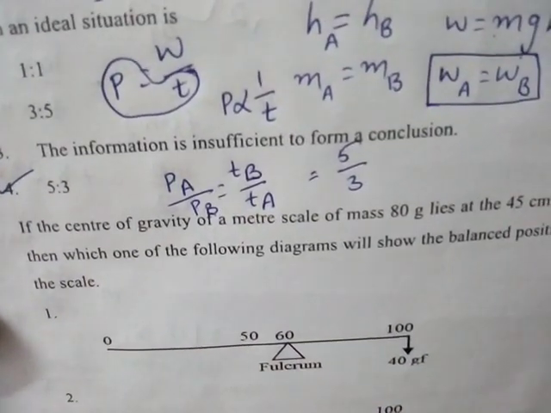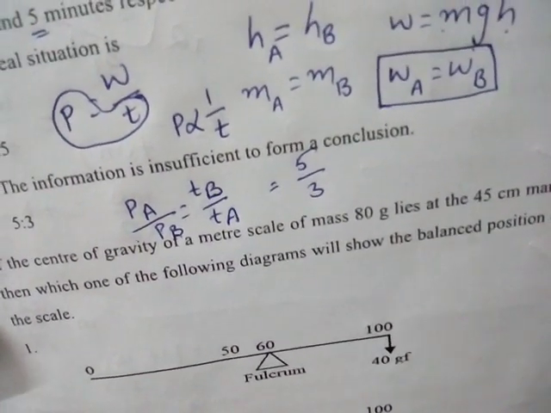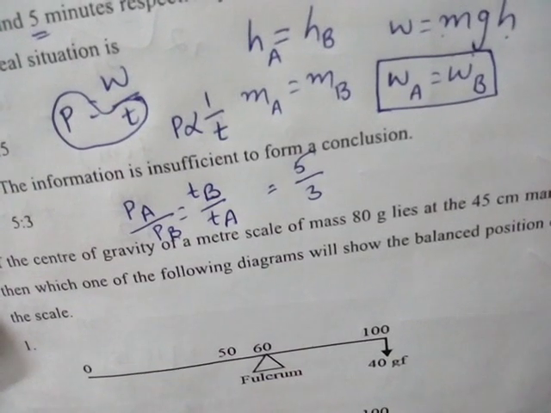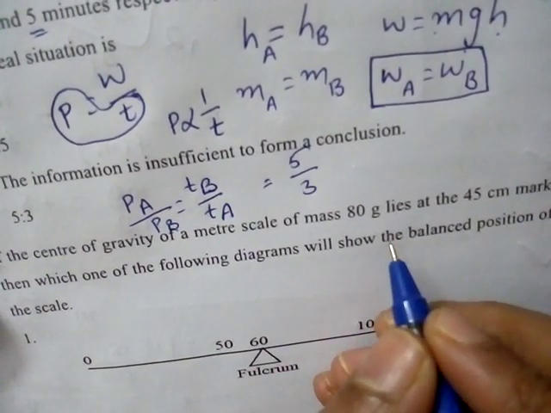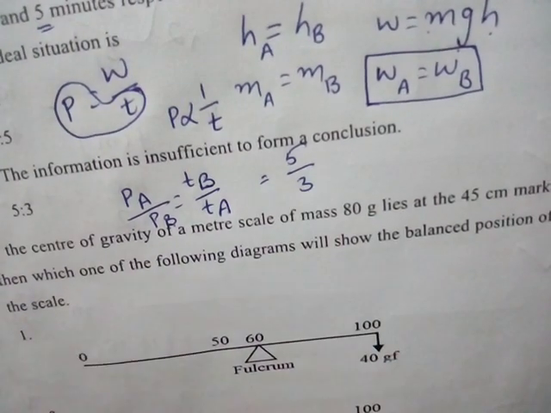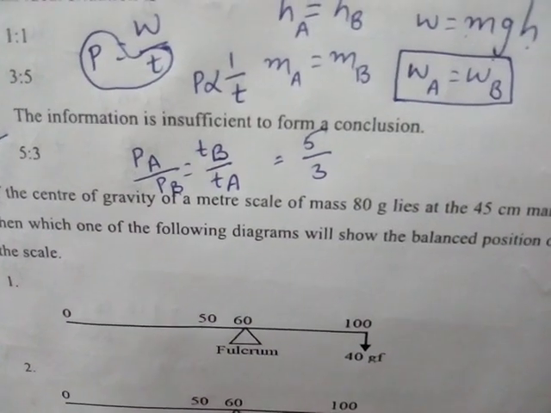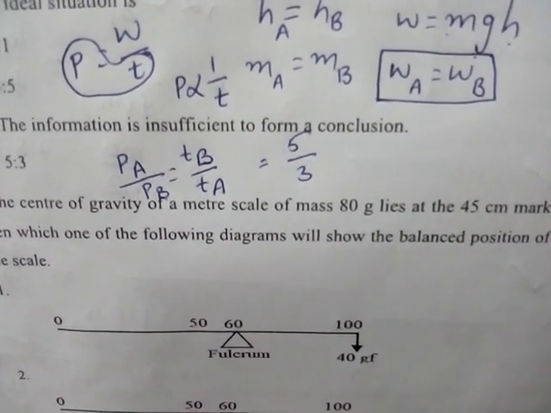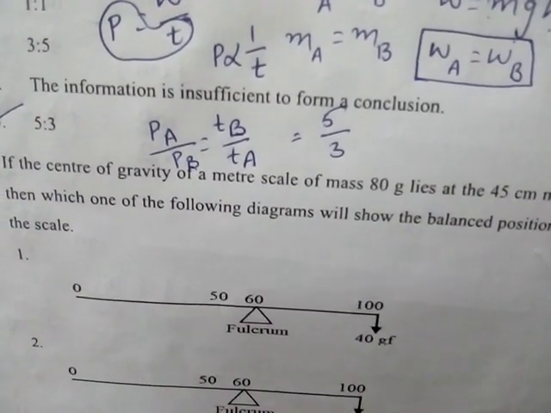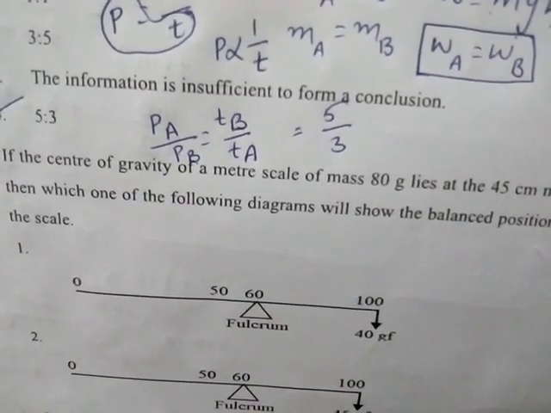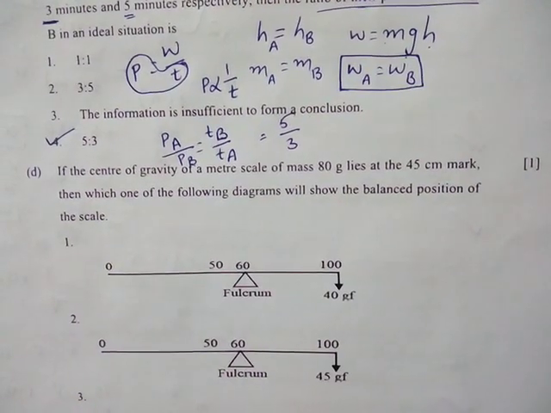Question D. See here, if the center of gravity of a meter scale of mass 80 gram lies at the 45 centimeter mark, then which of the following diagrams will show the balanced position of the scale, they are asking. Now see here, they have given some diagrams.